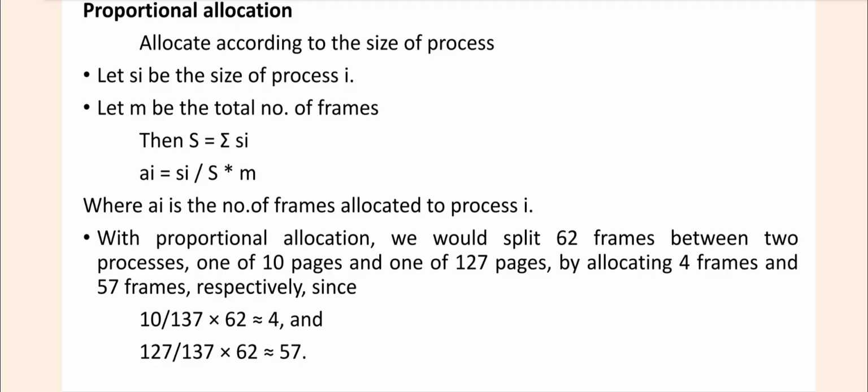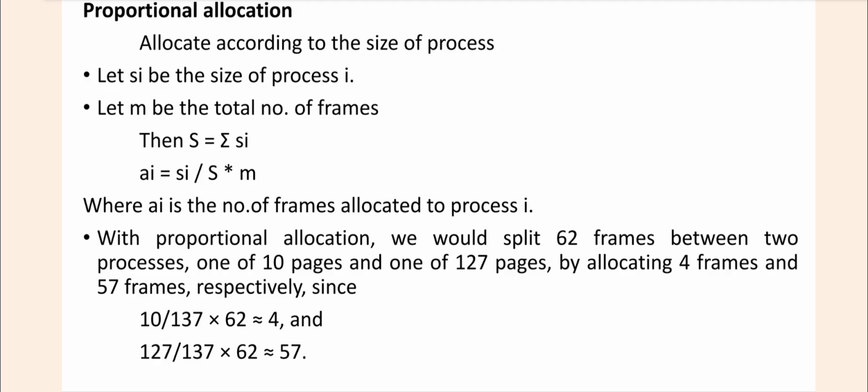So we are going to calculate. How do you calculate the total memory requirement? Totally how much memory is required? So S equals summation of Si. So what is the formula for allocating frames in proportional allocation? Size of the process divided by total memory requirement. We already calculated the total memory requirement. What is the total memory requirement? It is represented by the letter S.